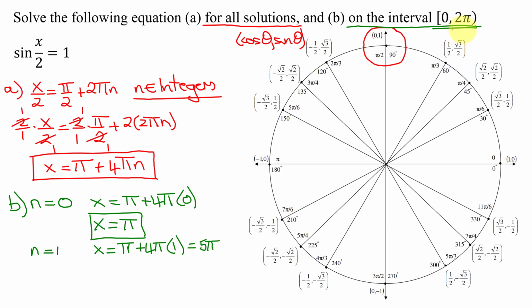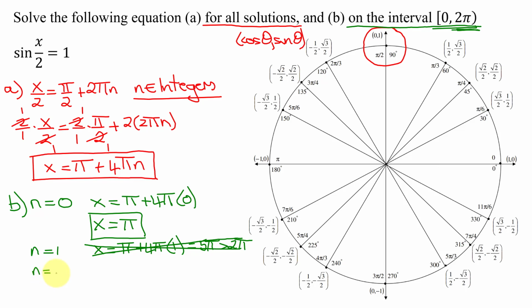But that is definitely bigger than the upper limit of my interval. 5 pi is bigger than 2 pi. So this solution is not in my interval. And for larger values of n, those solutions again will not be in my interval.